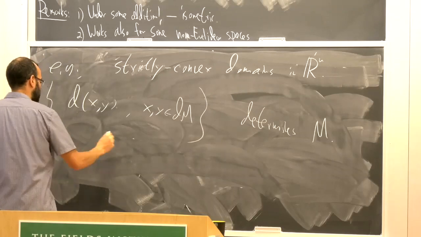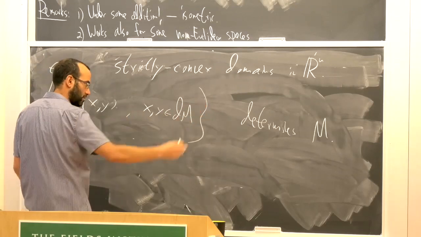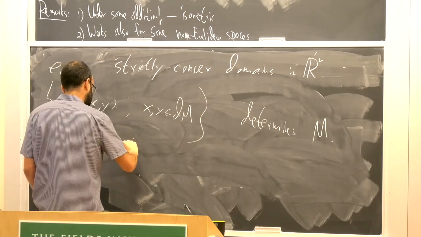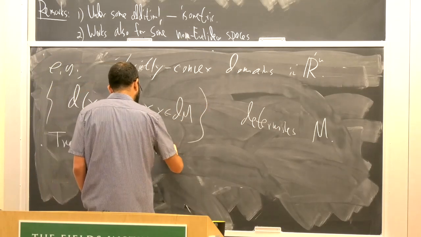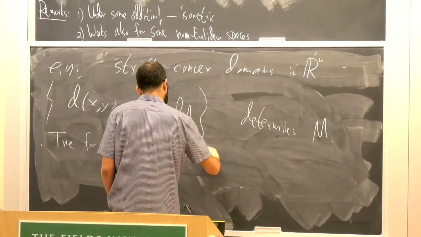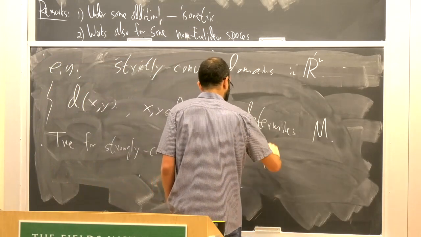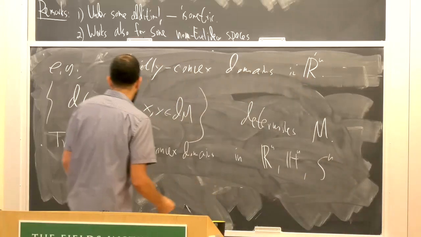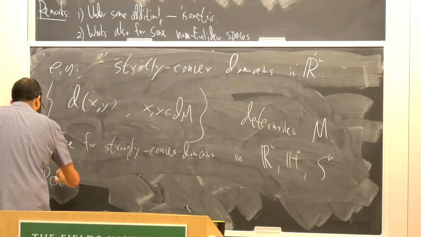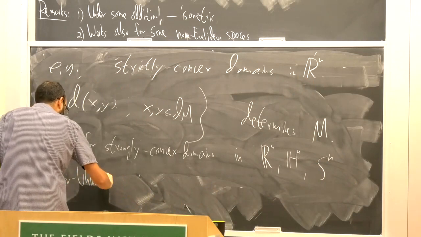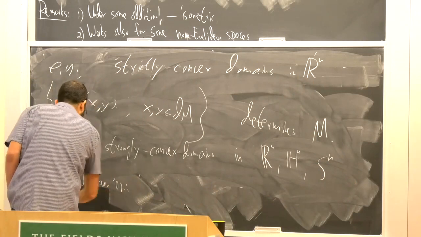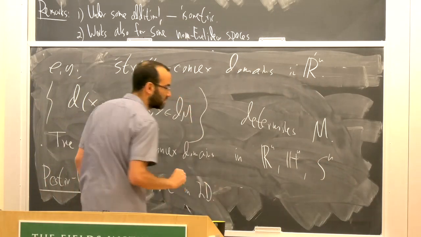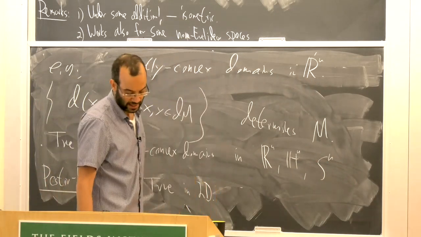Okay, so it's true in some cases. It was proven years ago for strongly convex domains in constant curvature, in Rn or Hn or the hemisphere. Pestov and Uhlmann, an impressive work, proved it in 2 dimensions. It's still not known in dimension 3.